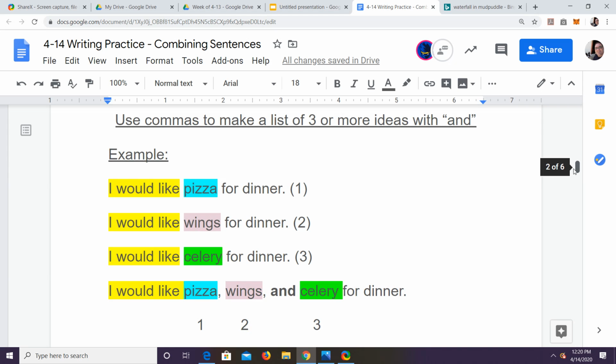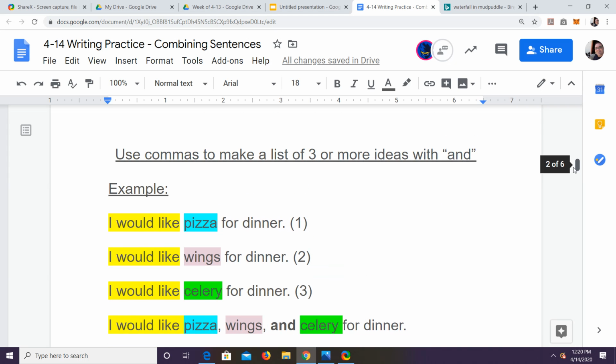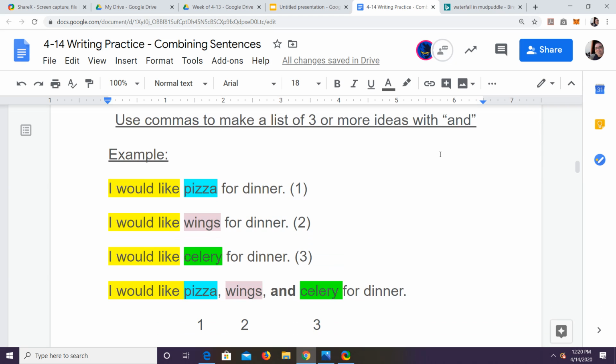So let's go down to making a list of 3 or more items with and commas. So my example is, it's straight out of Buffalo and really upstate New York. It's, what do I want for dinner? I always want like pizza and hot buffalo wings and celery. That's three things, right? Why would I want to say I would like, I would like, I would like? That would make me sound really greedy. So I'm just going to say it once.